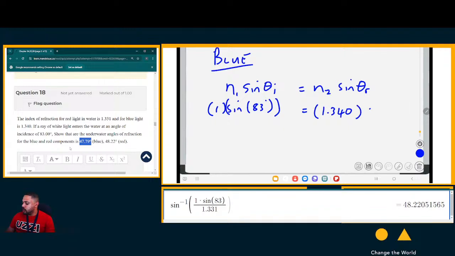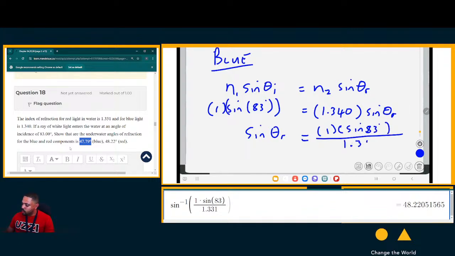1.340 for blue light. Sine of the refractive angle for blue light. Now, if you were to calculate the sine of theta r, it's equal to 1 times the sine of 83 degrees over 1.340. We have then that theta r, or the angle of refraction, is equal to, let's put it in the calculator. Only thing that changes is this bottom part.